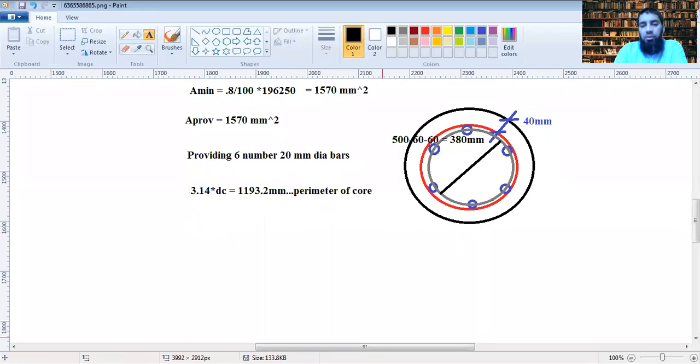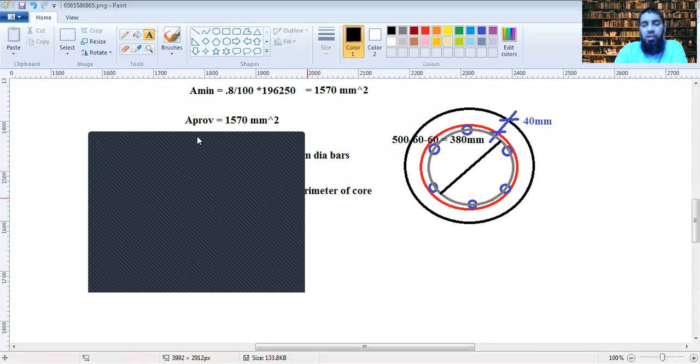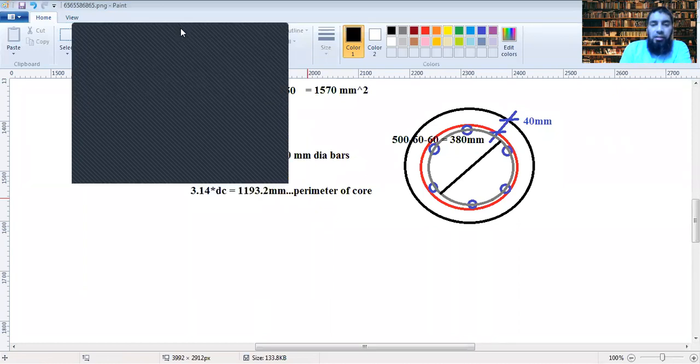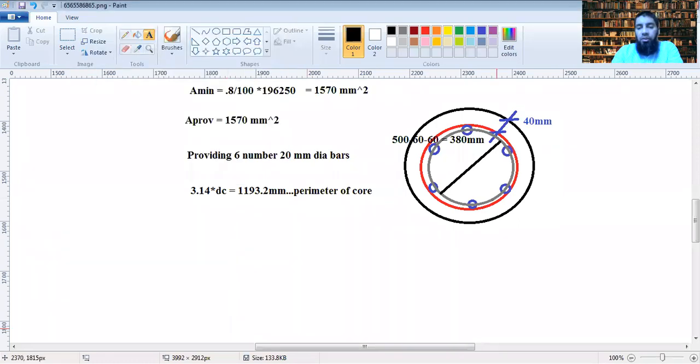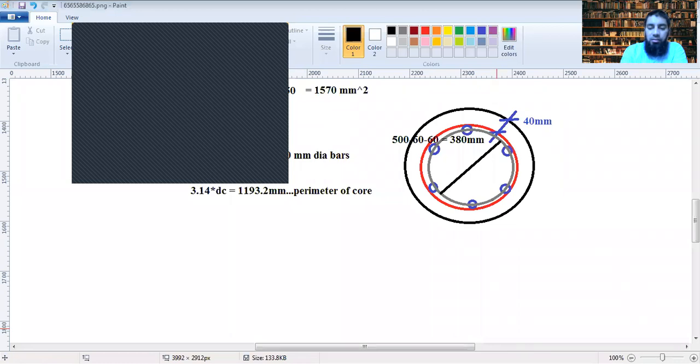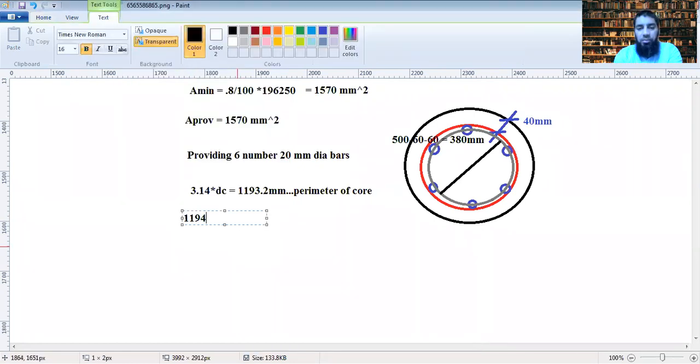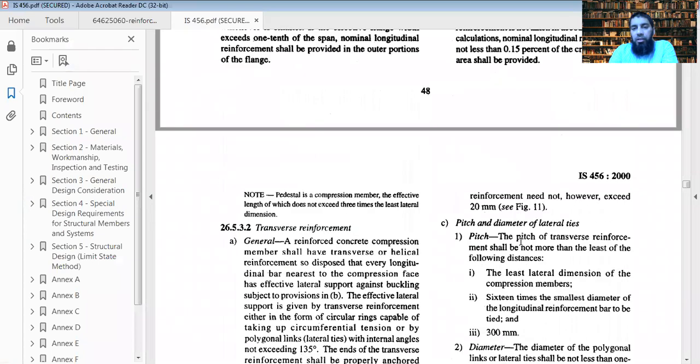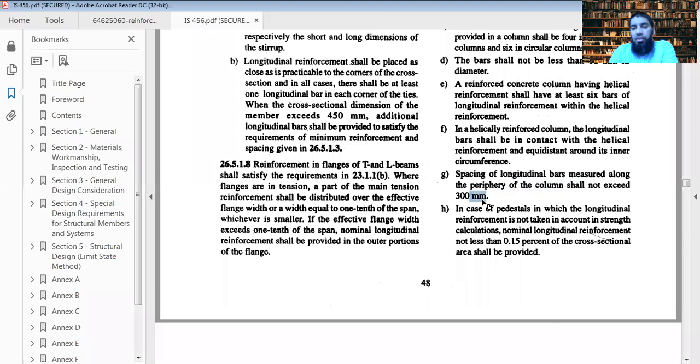So because you require a minimum distance of 300 mm between the longitudinal bars, but what you are getting here is a distance of just, sorry, you are getting a distance of 238.64. How? This is 1193.2 divided by how many spacings are there between 6 bars? 5. So that's 238.64 mm spacing. But as per code, you have to ensure that the bars spacing shall not exceed 300 mm.